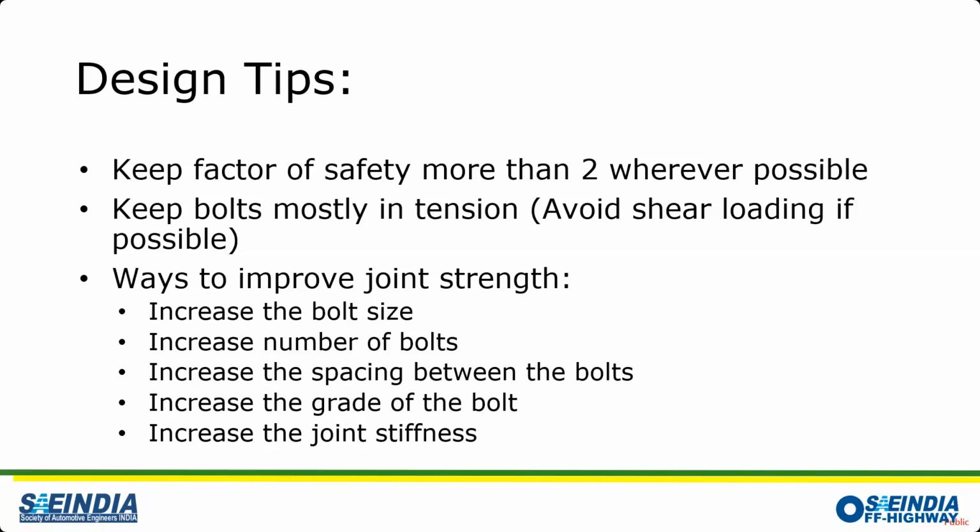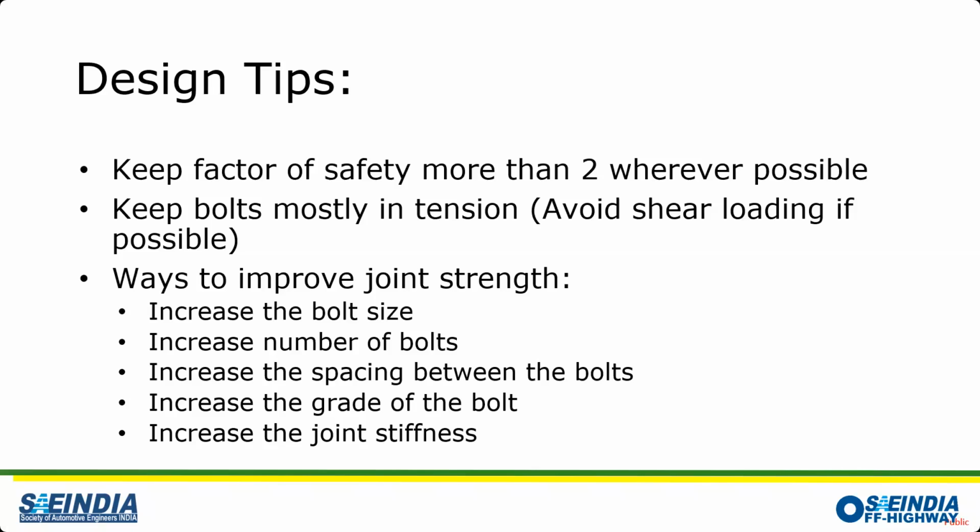And if you're struggling with the joint, like if you are not meeting the yield criteria in either tension or in shear, you can follow these suggestions. You can increase the bolt size, or you can increase the number of bolts, or maybe you can increase the spacing between the bolts, or you can think of increasing the grade of the bolt, like from 8.8 to 10.9 or 12.9 likewise. Or you can increase the joint stiffness.